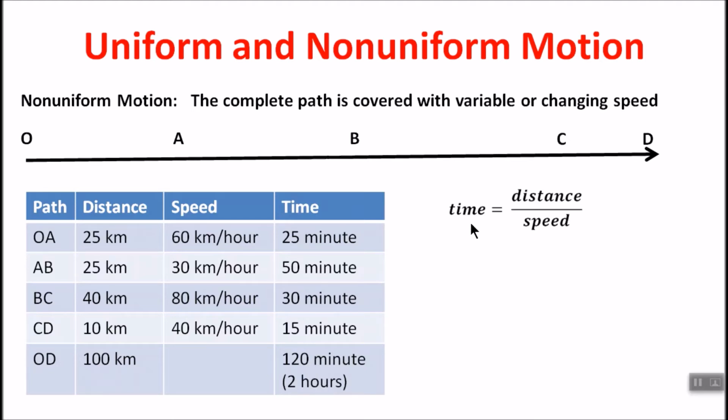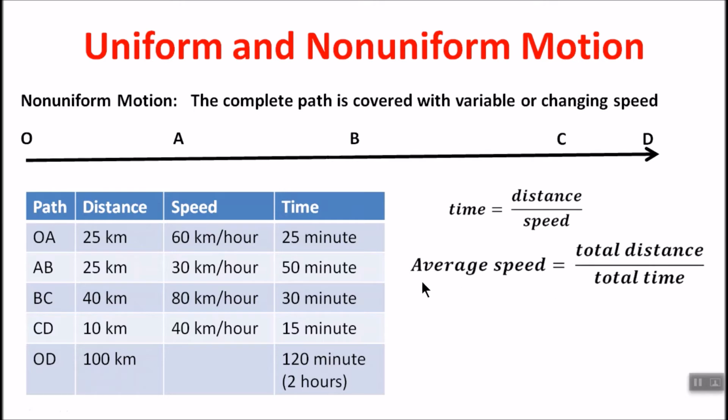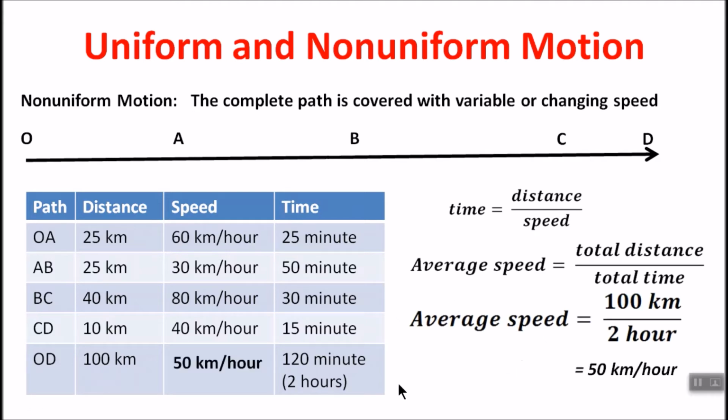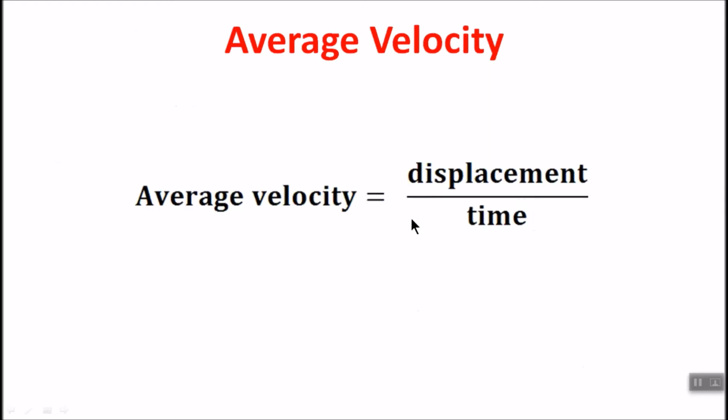So we say the time taken is distance by speed and the average speed is defined as total distance divided by total time. Here we see that the average speed is 50 km per hour. A 100 km distance is covered in 2 hours. However, the speed between different segments is different. So this is a non-uniform motion. Similarly, average velocity is defined as total displacement by time.